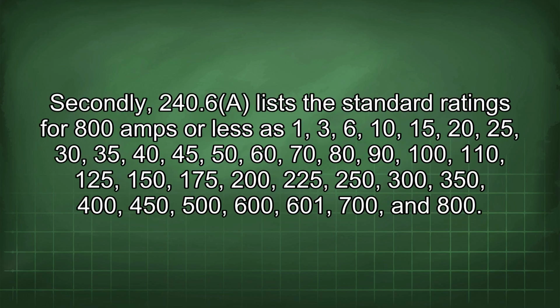Secondly, 240.6 lists the standard ratings for 800 amps or less as 15, 20, 25, 30, 35, 40, 45, 50, 60, 70, 80, 90, 100, 110, 125, 150, 175, 200, 225, 250, 300, 350, 400, 450, 500, 600, 700, and 800, along with 1, 3, 6, 10, and 601.